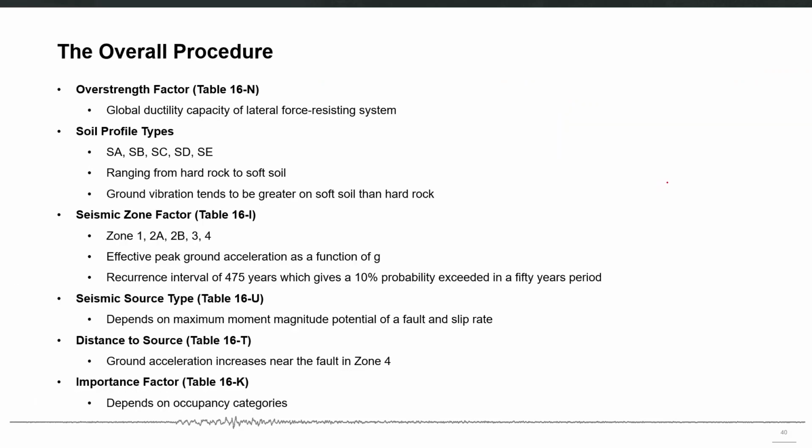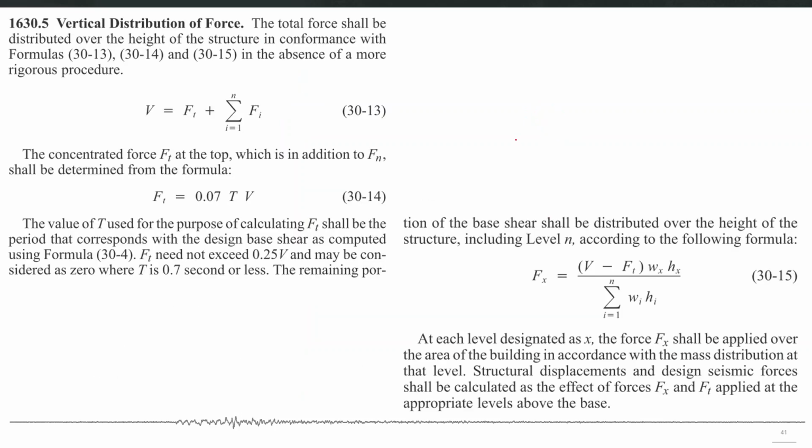So the overall procedure for using these tables you have seen already. You have a table for R factor, a table for soil profile types, a table for seismic zone factor, and a table for seismic source type as we have seen, and the distance to source and the importance factor table. So all of the tables we have seen already. We are now in a position to pick all the factors and calculate CS, which is our ultimate target in this calculation.